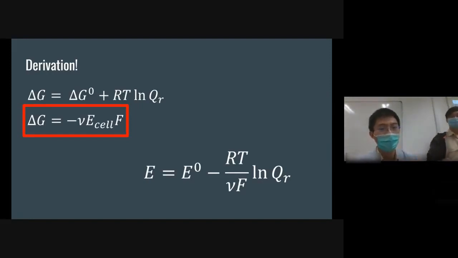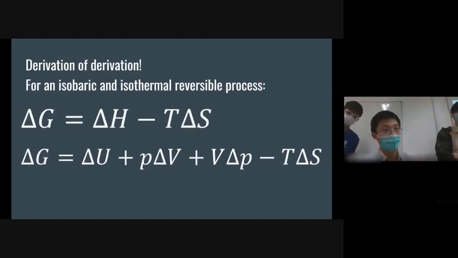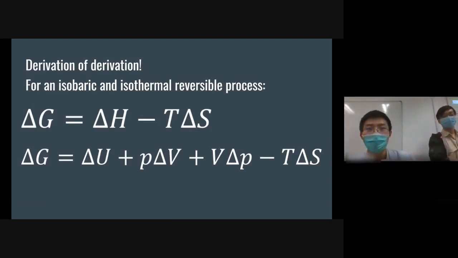The equation in the box needs further explanation. So what do I mean? How do we actually get there? So we'll get to the derivation of the derivation. We're considering an isobaric and isothermal reversible process. Now for this kind of process, the Gibbs free energy is given by delta H minus T delta S. I hope you know what those symbols mean.